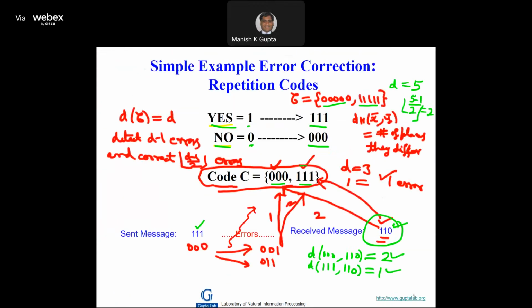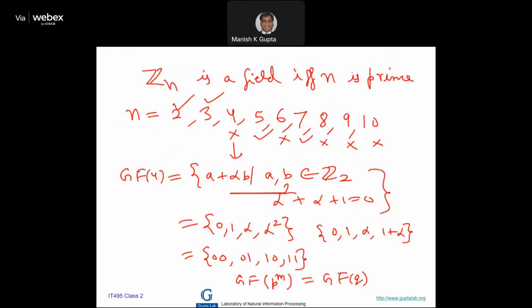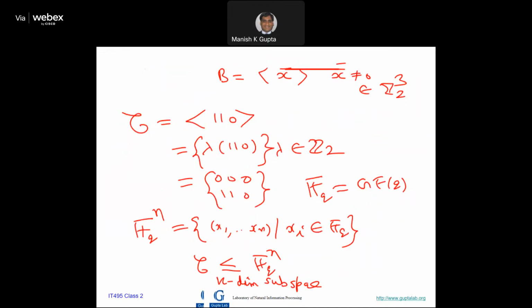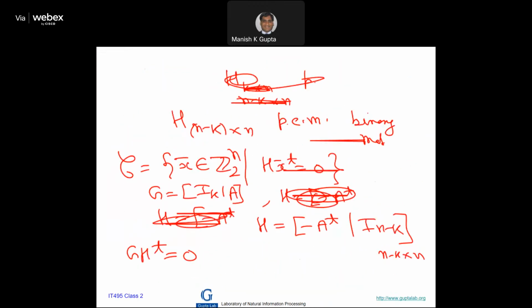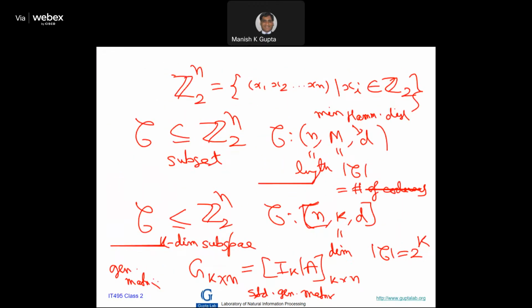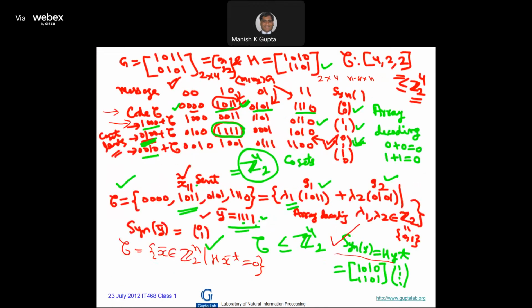Okay, so I'm going to take the same example. C is equal to 0000111. So I think you already saw all this stuff here. Let me rewrite it for you.